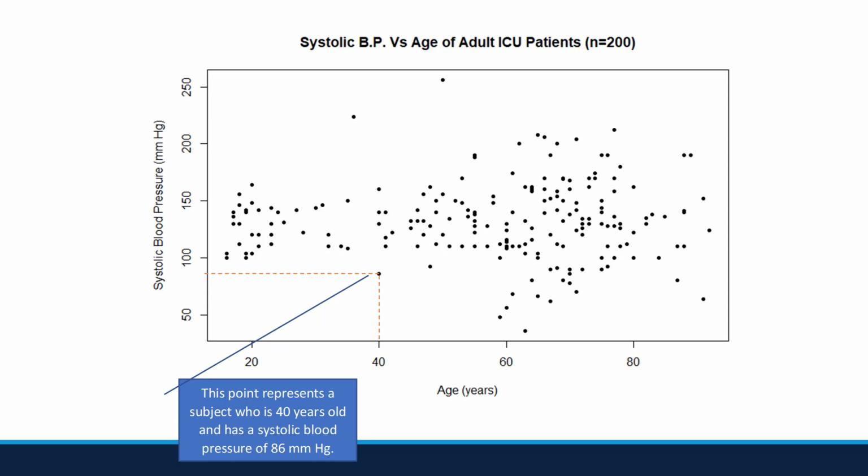Here we have a scatter plot of systolic blood pressure as a function of age. Notice that the point highlighted represents a subject who is 40 years old and has a systolic blood pressure of 86. Looking at the plot, there does not appear to be an association between age and systolic blood pressure. Recall from earlier, the two variables are associated if the values of one variable exhibit a pattern with the values of another.